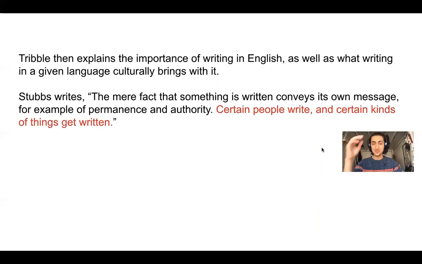Red words. Certain people write and certain kinds of things get written. What is the power dynamic of the written word? Who gets to make written words? Who has the resource to print and to distribute? Who gets to get published? Who gets to be seen? Who gets to basically tap into the resources that are there? Certain people write and certain things get written. Certain kinds of things get written. There's obviously gatekeepers to the written word.